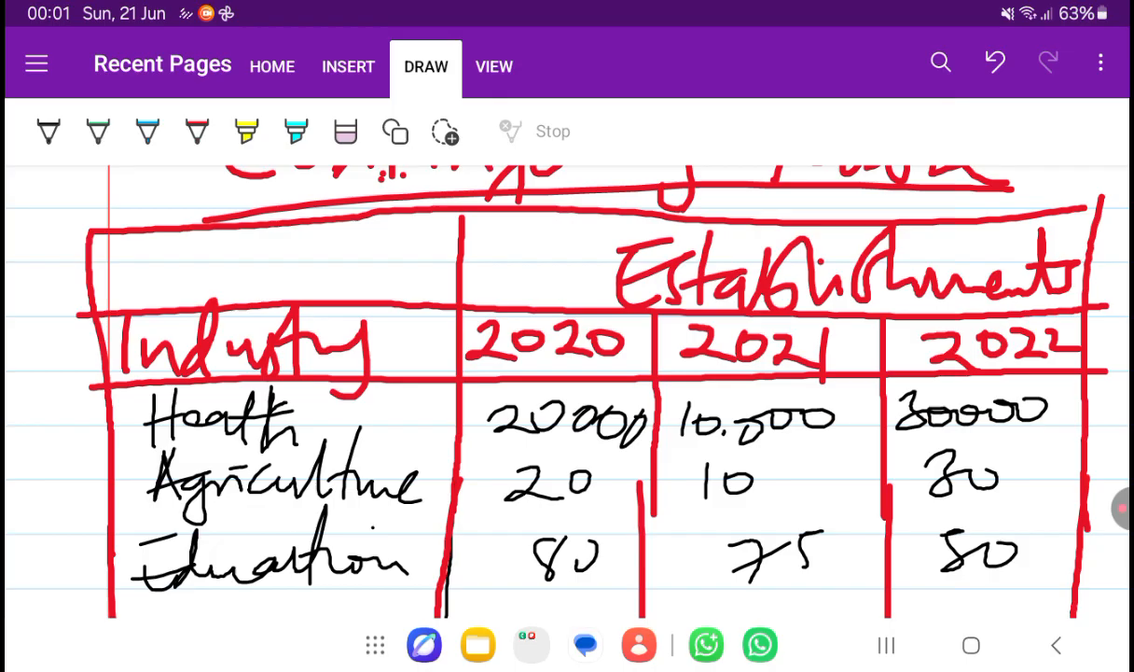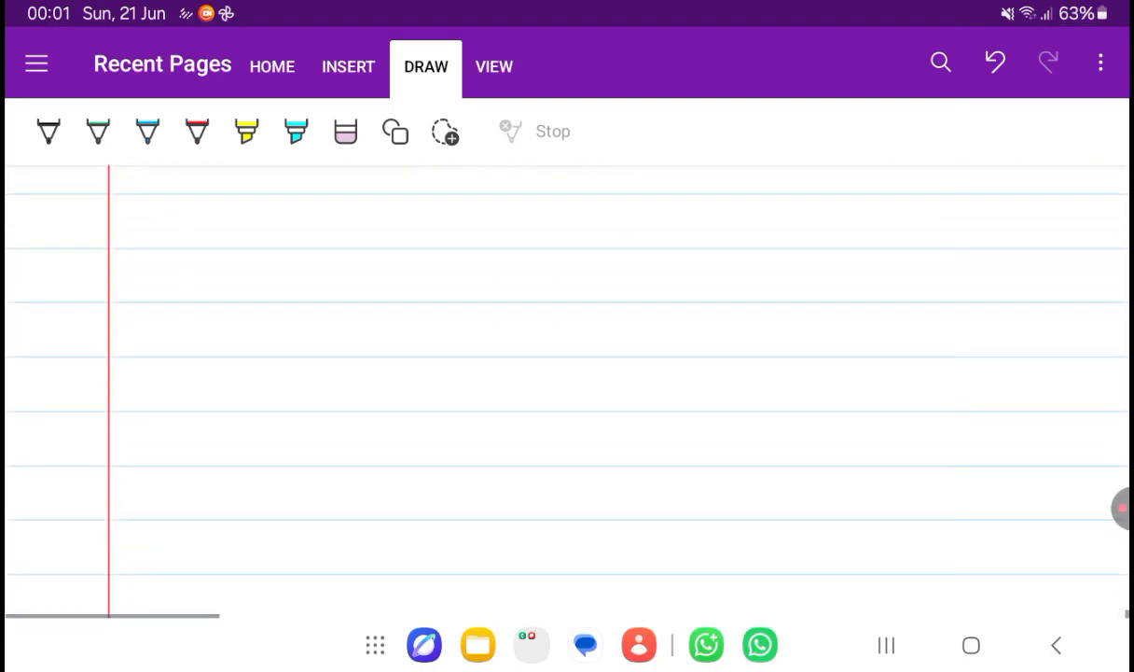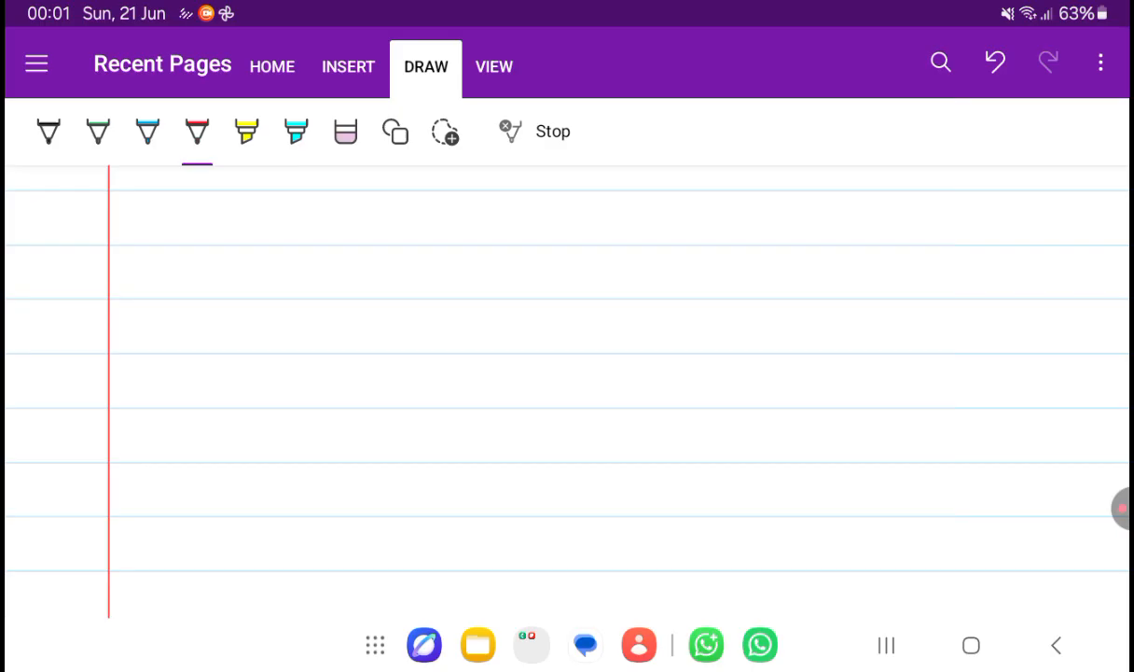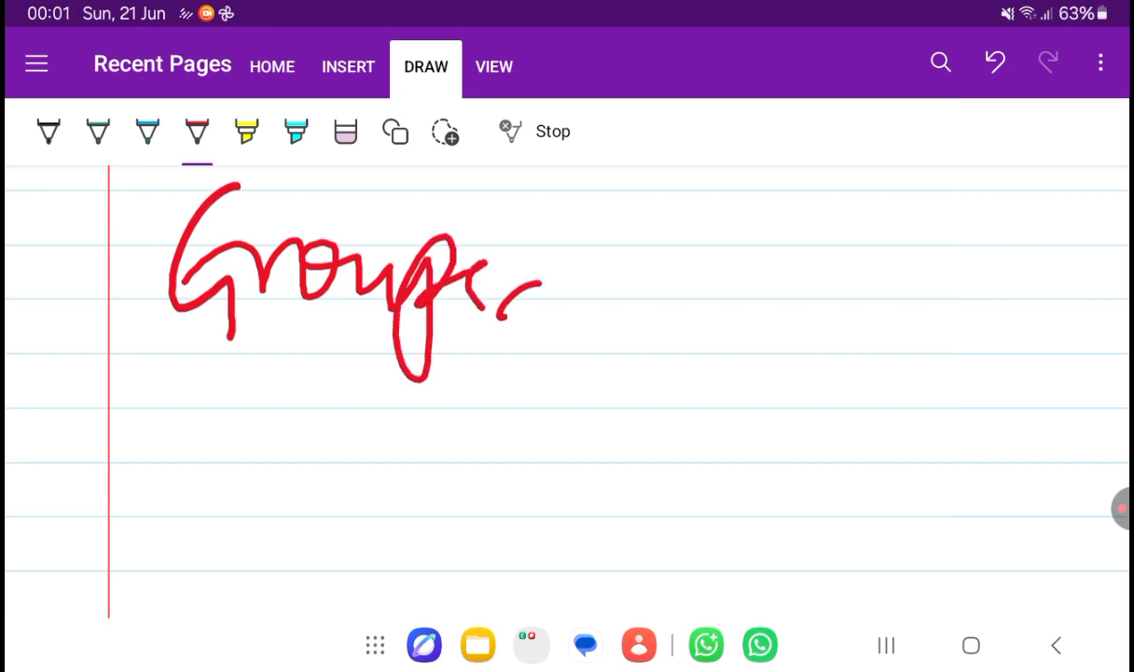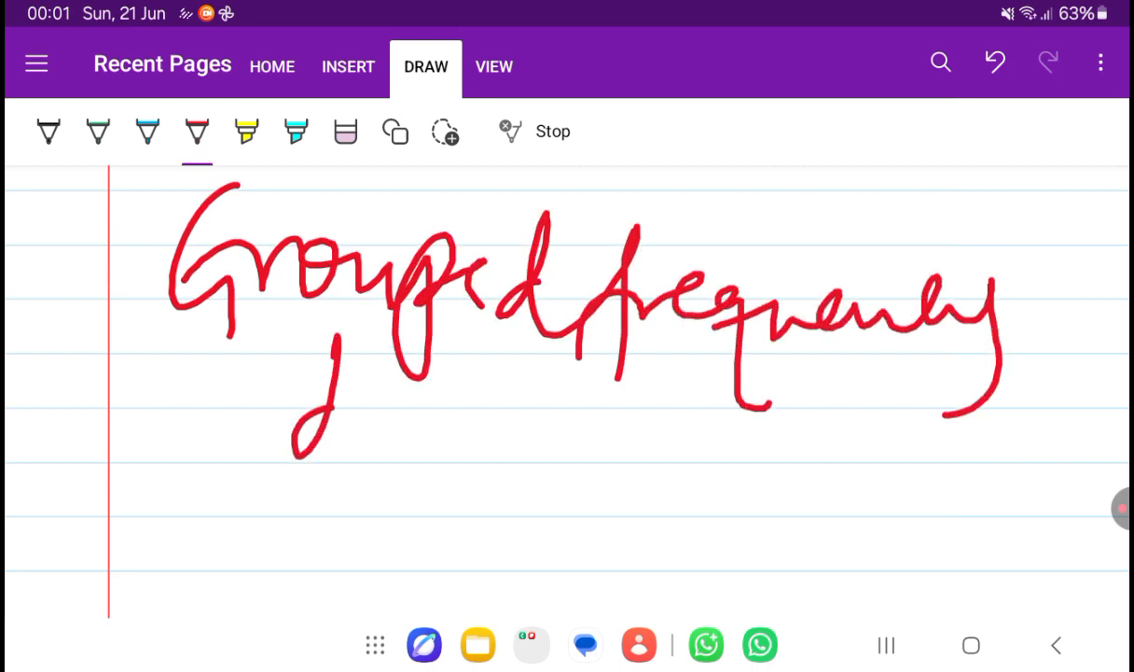So that's for the group frequency distribution. Grouped frequency distributions.